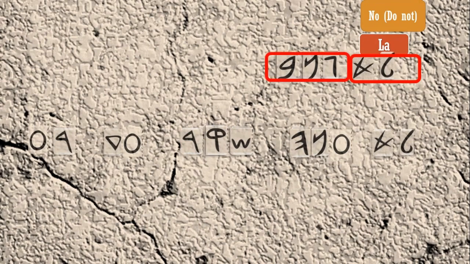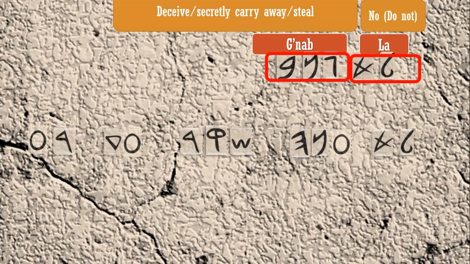The next word, of course, is ganab. This is the gam, the nun, and the bath. Ganab. And what does this mean? Ganab may be translated as deceive, secretly carry away, or steal. So no deceive, or no steal, or no secretly carry away.